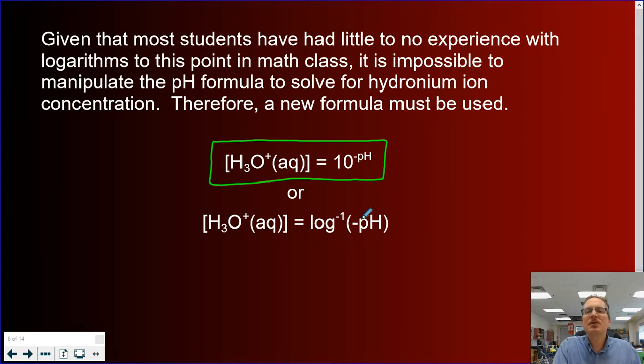So I can prove to you that these two formulas are the same. To take an inverse log, you go second function log, and you will notice that on your calculator, it gives you 10 to the raised exponent. Well, that's exactly what we have here. So these formulas are the same. I don't care which one you use, whichever one you can memorize.